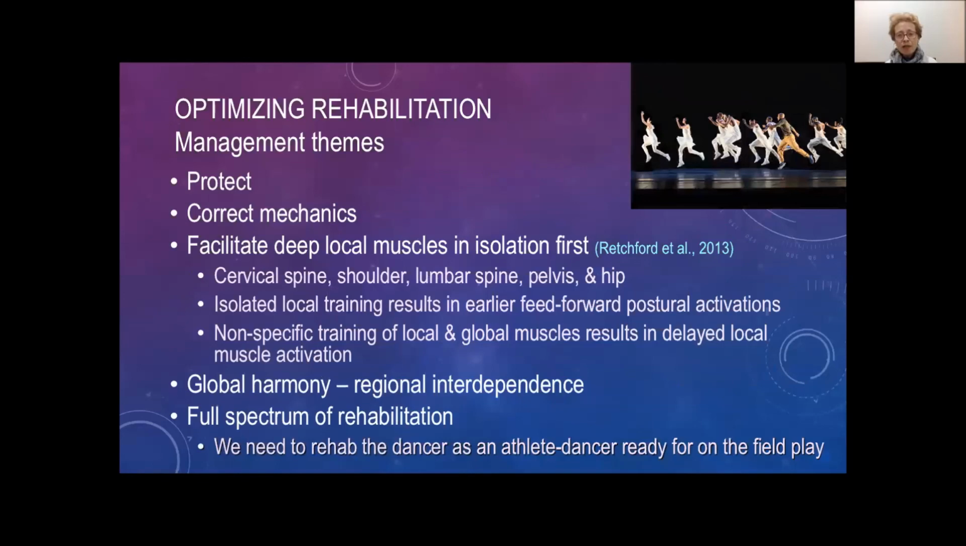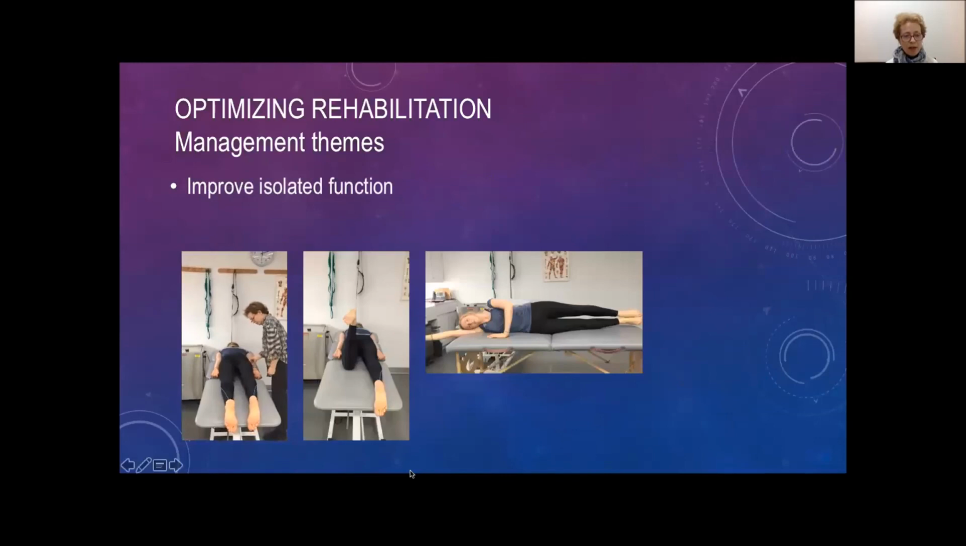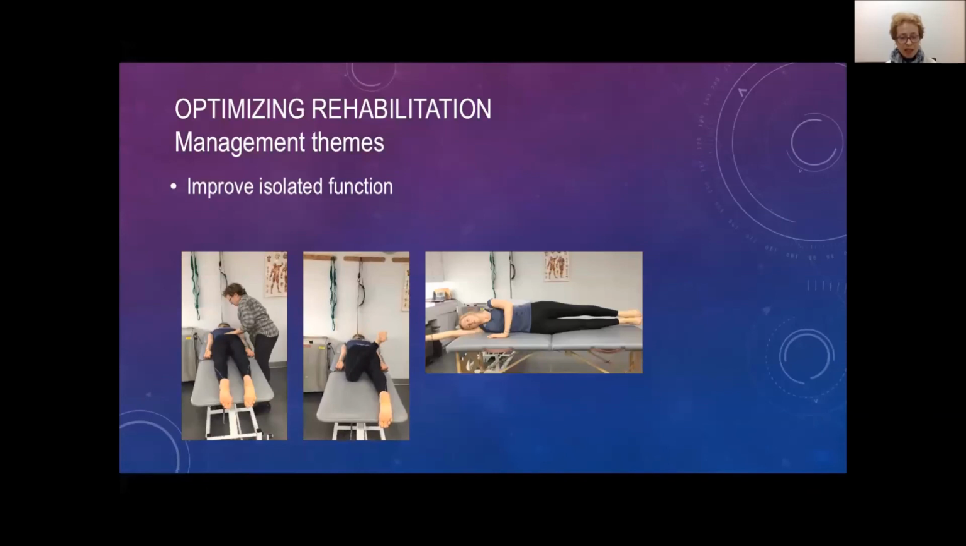Here I'm showing some isolated function of isolating hip movement while she's trying to stabilize at the lumbopelvis, and I'm giving her manual feedback in order for her to really find those muscles. Here she's working on trying to do internal and external rotation, but she's not stabilizing her pelvis, is she? But again, as she was learning about that, she can isolate just that movement and provide stability proximally.